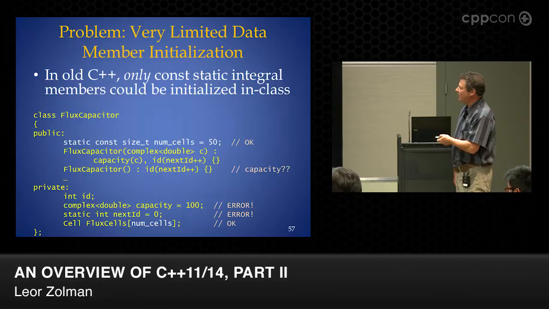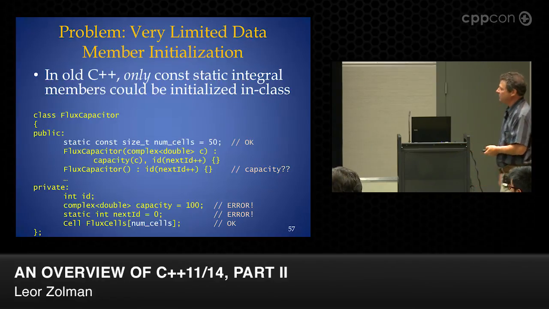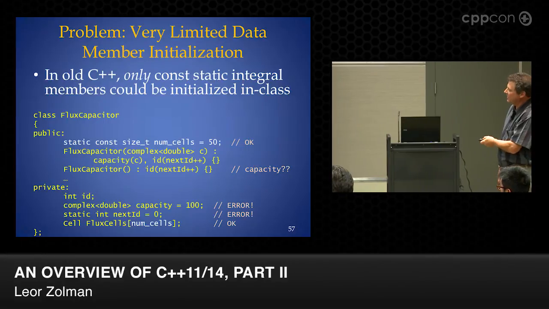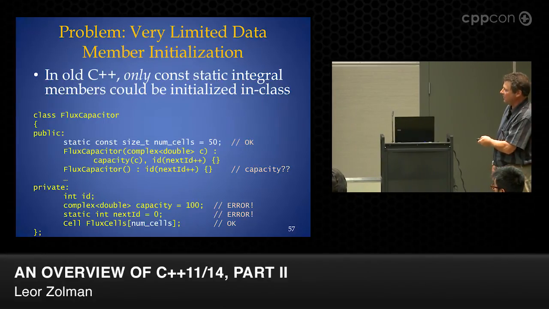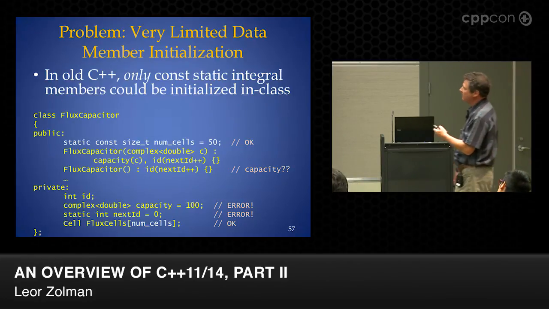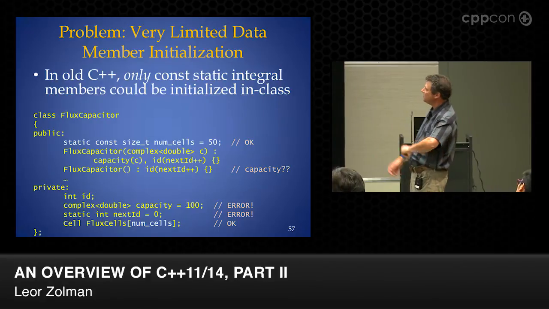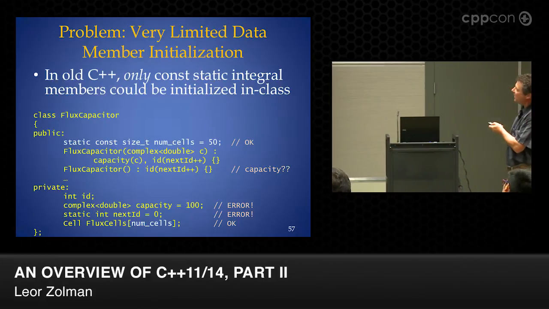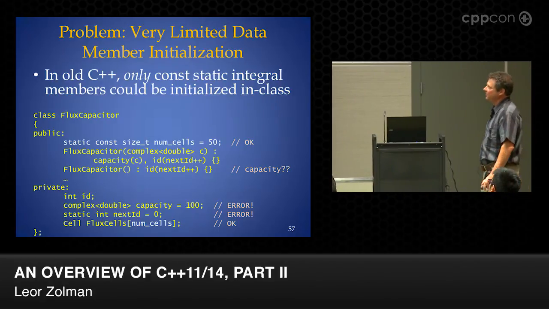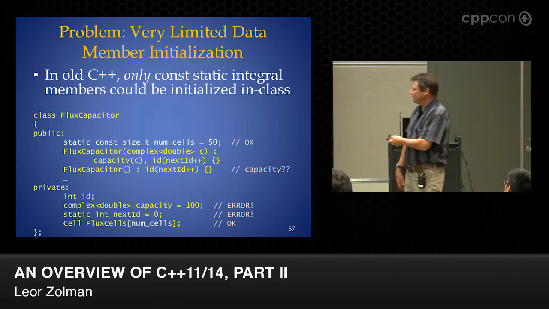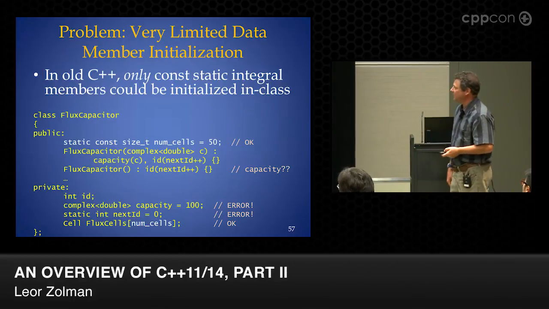But there are no other types of data members that you can initialize in the class itself, in the class definition. So an ordinary data member, you can't do it. A static data member, you can't do it. That was a limitation. In C++11, any non-static data member can be initialized in its declaration in the class definition.